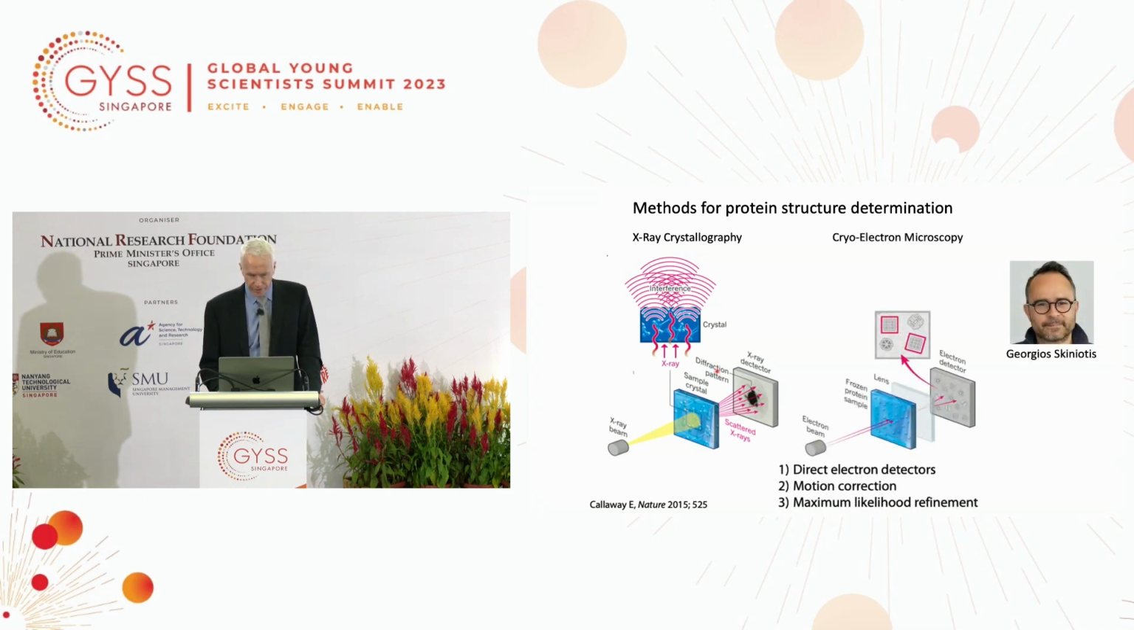Fortunately, around this time, cryo-electron microscopy had advanced considerably with new detectors and also algorithms for collecting and accounting for motion that occurs, and new refinement methods. And this is a really important advance because you don't need crystals to get structures by cryo-EM. You simply take a large number of two-dimensional projections, and from these two-dimensional projections, you can calculate a three-dimensional structure.